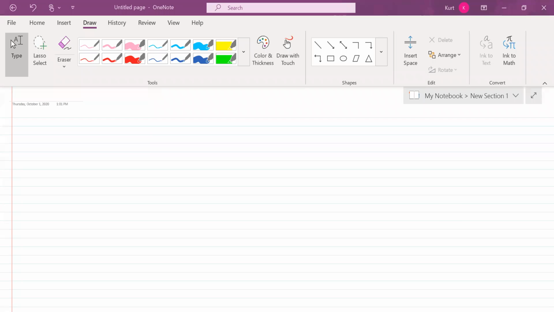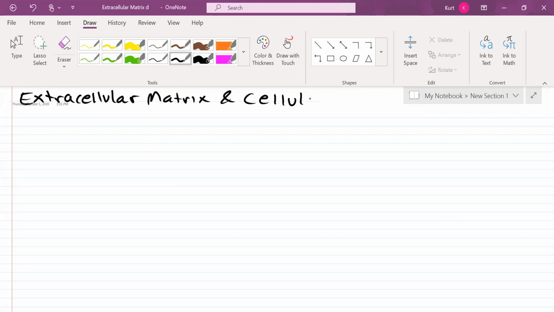Okay, today we're going to do the extracellular matrix. And we're also going to do cellular junctions.